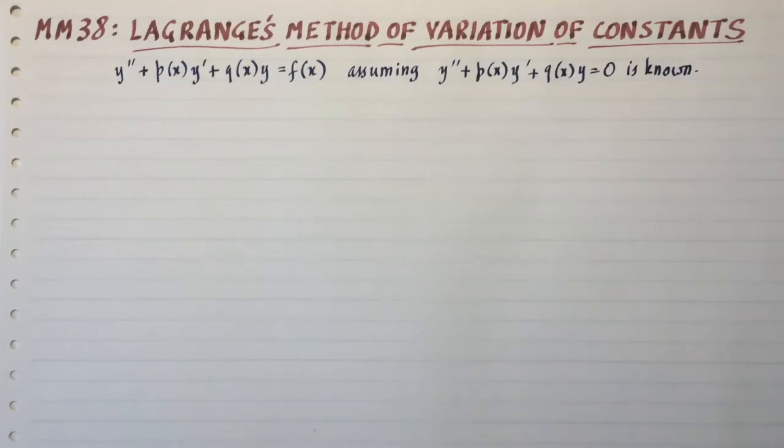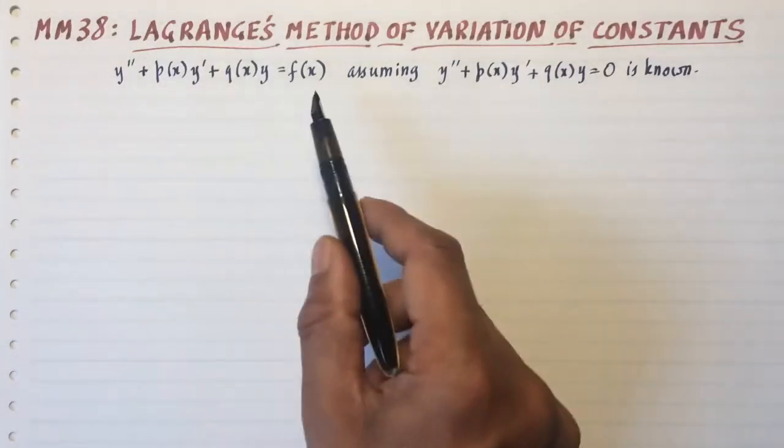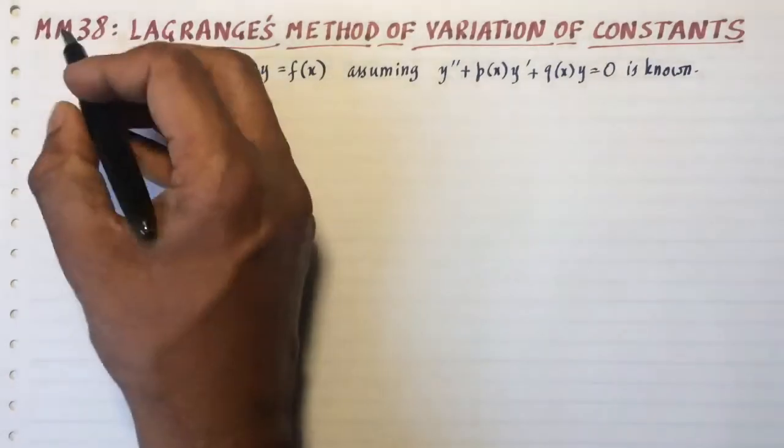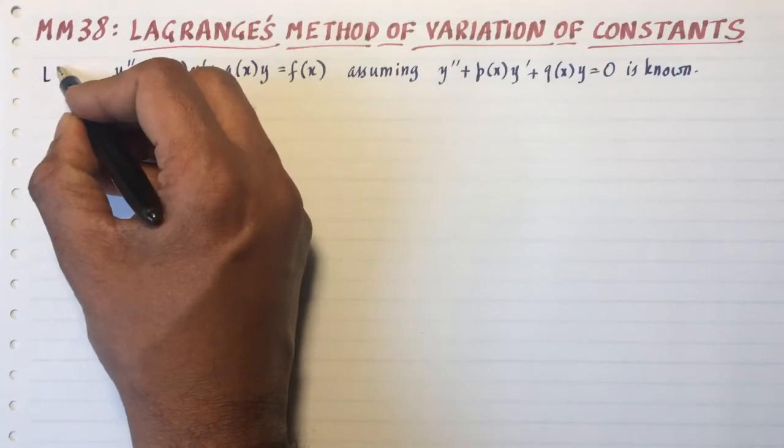As an illustration of the power of the Wronskian, let's try to solve a second order differential equation using Lagrange's method of variation of constants. So I have a second order differential equation y double prime plus p of x y prime plus q of x y equals f of x. Just about any horrible looking differential equation can be cast in this form as long as it's linear. So it's a linear second order differential equation.